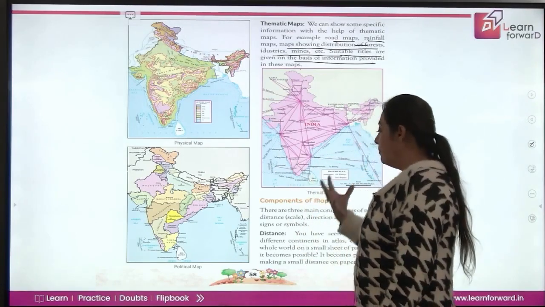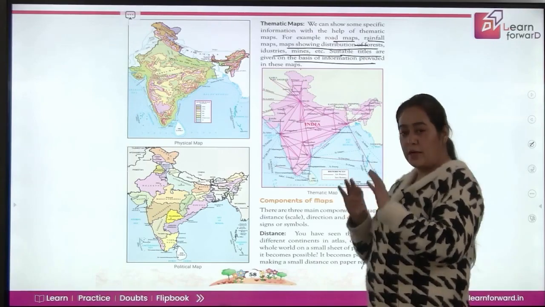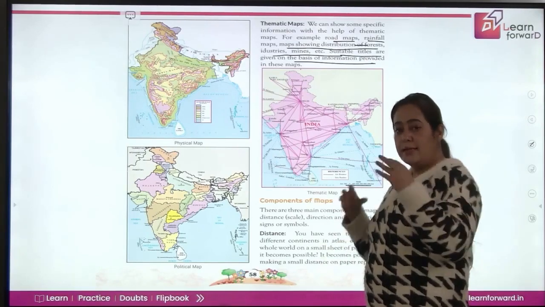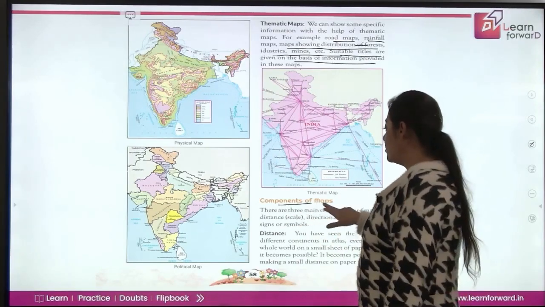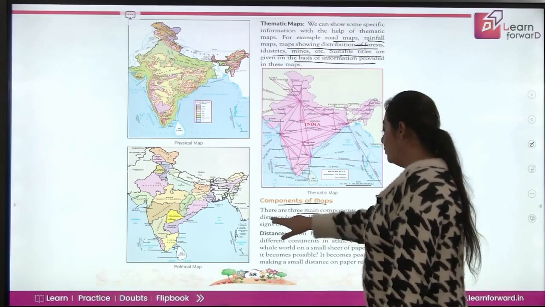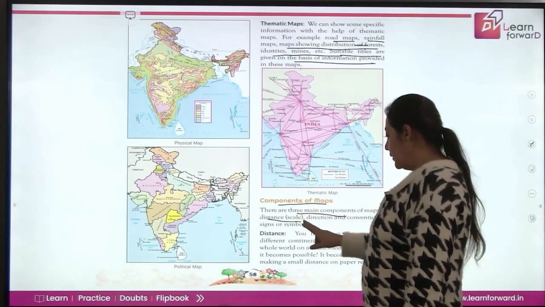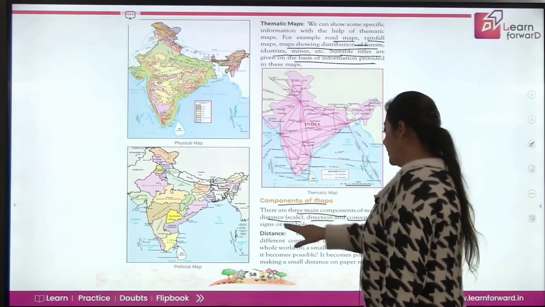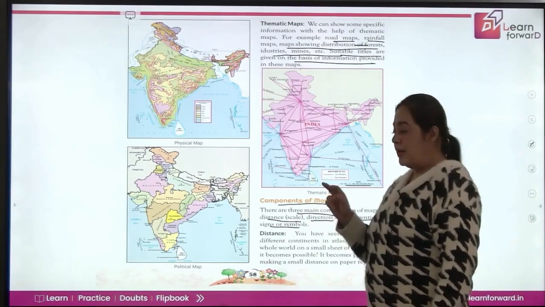अब आ जाते हैं मैप के components क्या होते हैं, which we have touched base in the previous chapter. Let's dive into detail. What are the components of map? Three main components होते हैं मैप के। एक होता है distance, जो हम स्केल से रिप्रेजेंट करते हैं, एक होता है डायरेक्शन और एक होता है कन्वेंशनल साइंस एंड सिंबल। So what are the three components of map? आपका क्या क्या होता है?